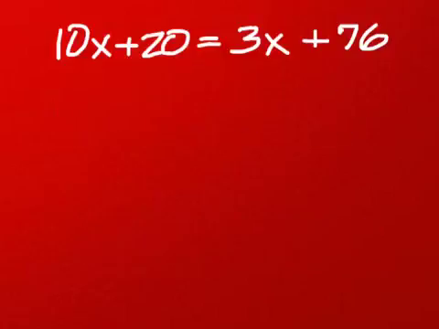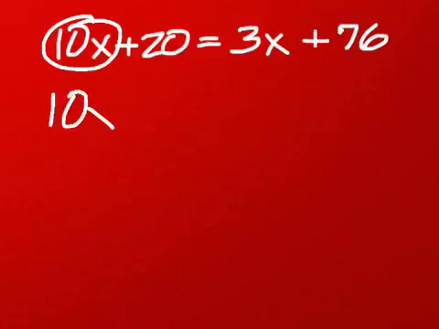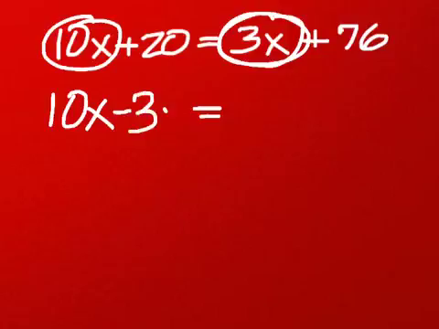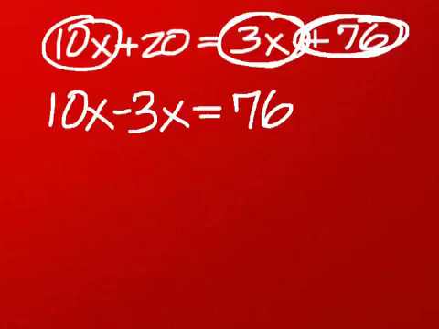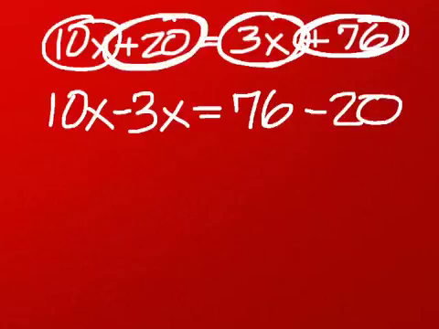Another bonus problem. 10x plus 20 equals 3x plus 76. Alright, did you keep this 10x on the left side? Yeah. Did you move this 3x to the left and make it minus 3x? Okay, so you have 10x minus 3x so far. On the right side, did you keep the positive 76? Did you move this plus 20 over and make it minus 20? Did you get 7x for the left side?